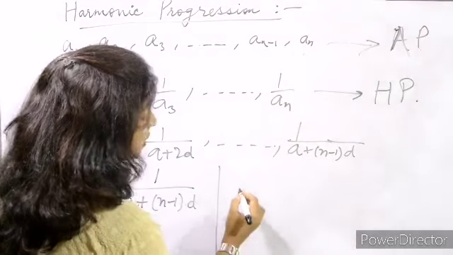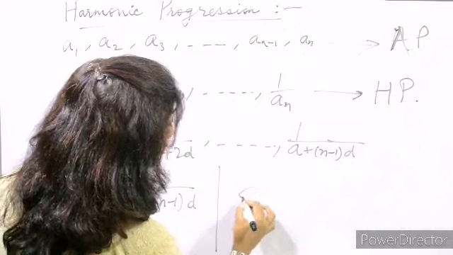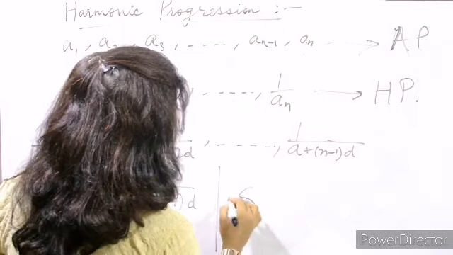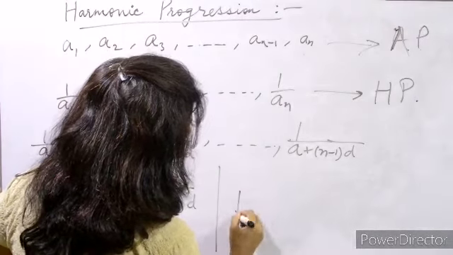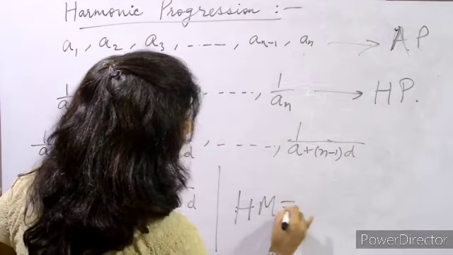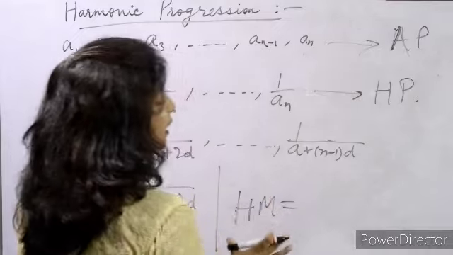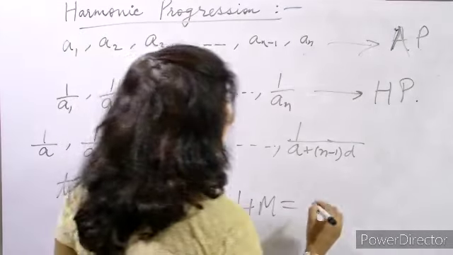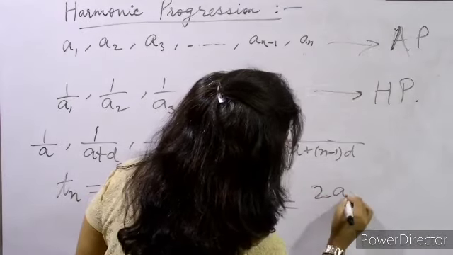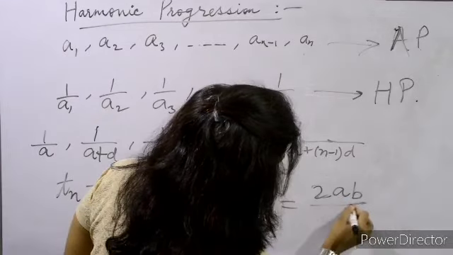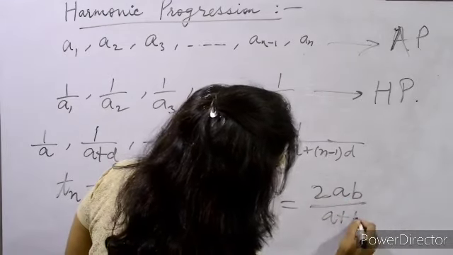Similarly, for a harmonic progression we have to find the mean. The harmonic mean will be denoted by HM, and the harmonic mean of A and B will be 2AB divided by A plus B. Okay. So we'll see one example.